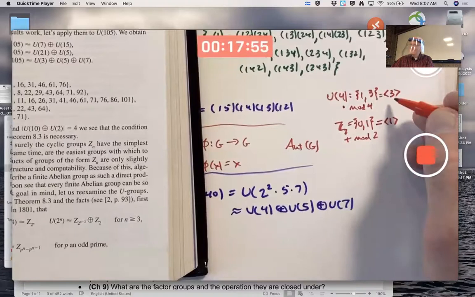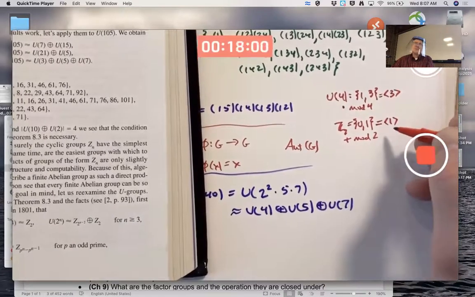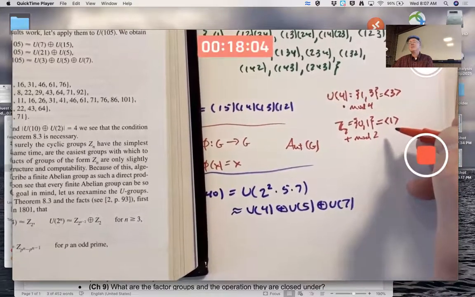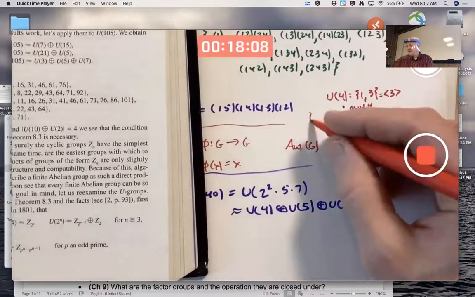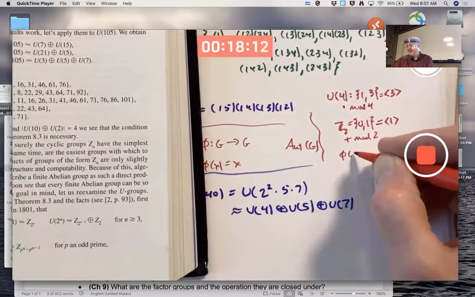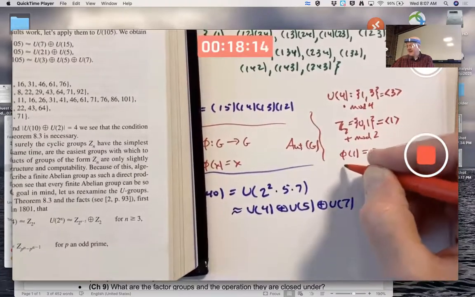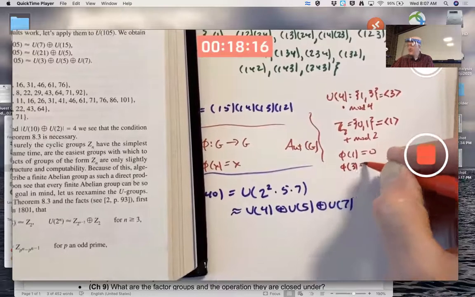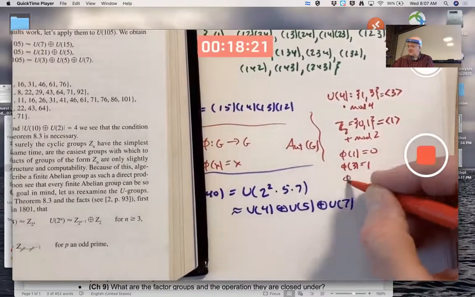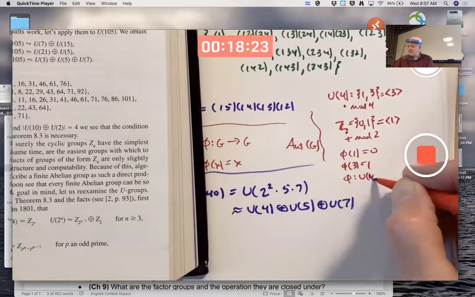Right, 3 times 3 is 9, mod 4 is 1. Whereas 1 plus 1 is 2, which is 0, mod 2. Your isomorphism, you'd want to define to map the identity to the identity and generator to a generator. That would be your unique isomorphism from U4 to Z2. There would be no others.